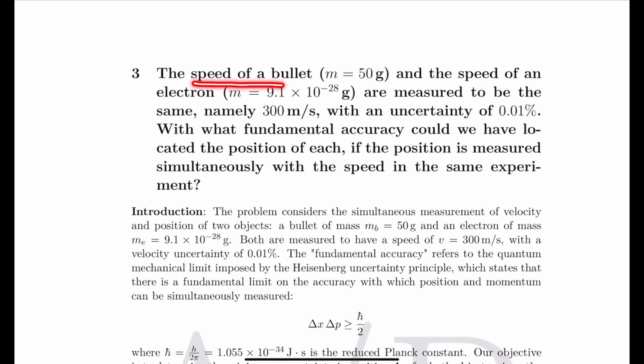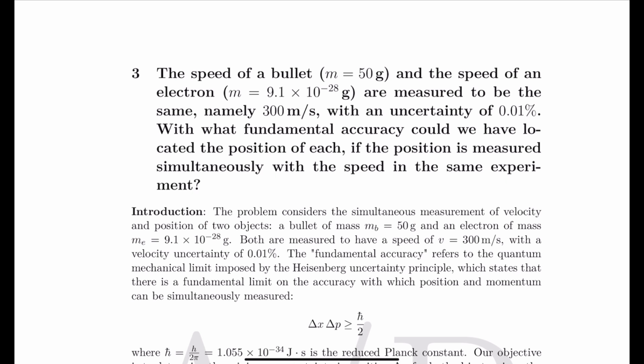First question says that the speed of a bullet with mass 50 gram and the speed of an electron with the mass 9.1 multiplied by 10 to the power minus 28 gram are measured to be the same, namely 300 meter per second. So both are traveling with the same speed, but there is an uncertainty of 0.01% in the speed. With what fundamental accuracy could we locate the position of each if the position is measured simultaneously with the speed in the same experiment?